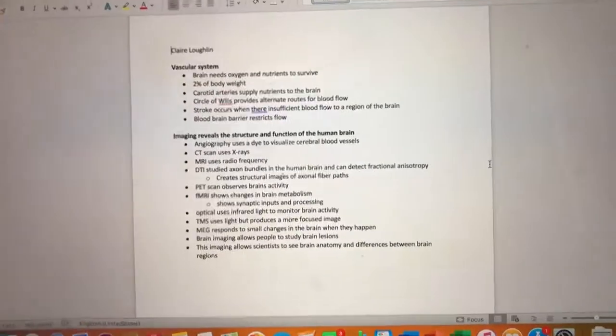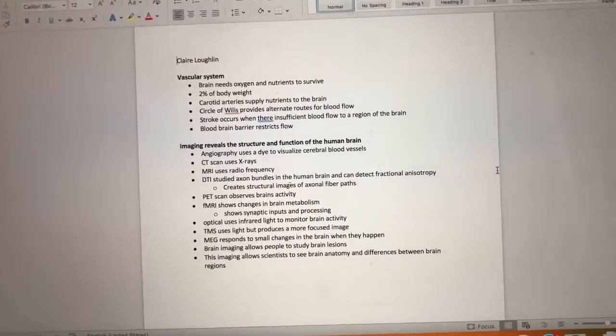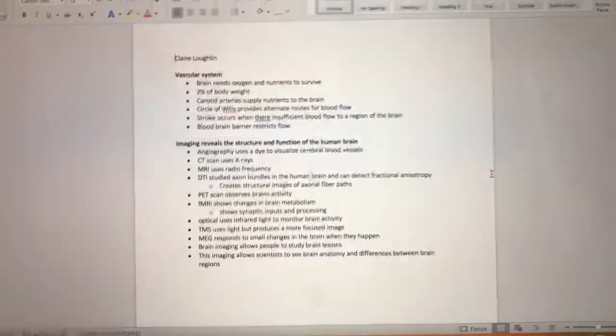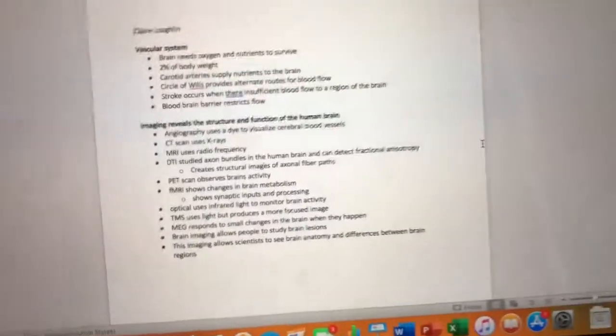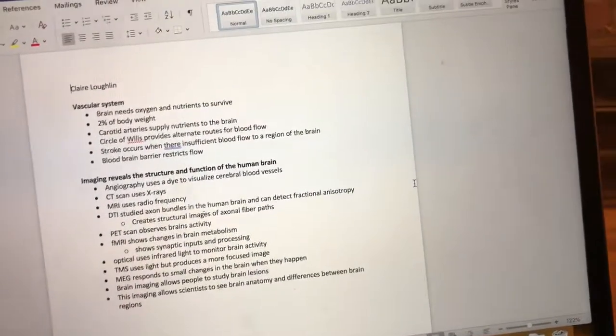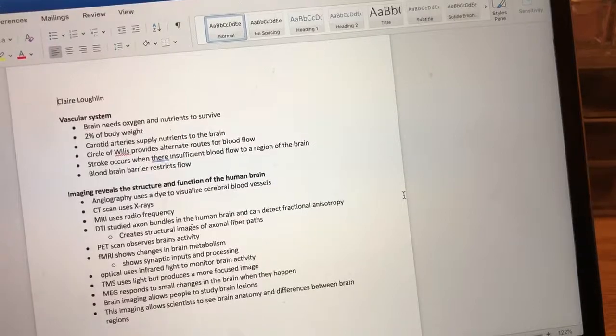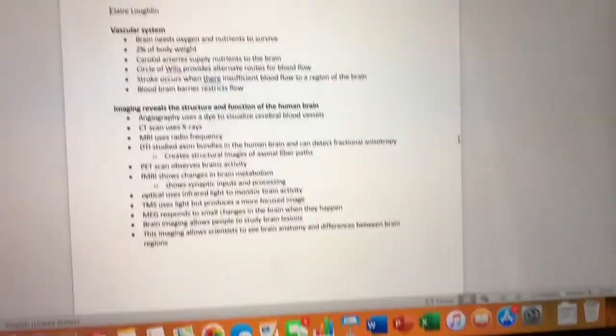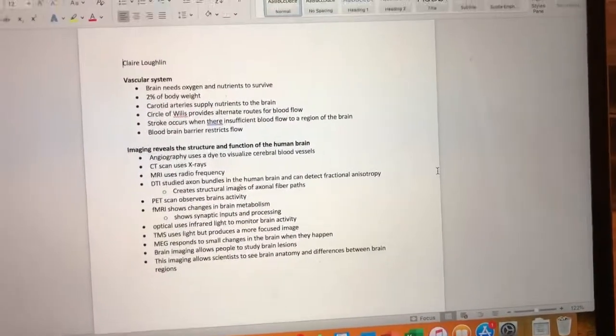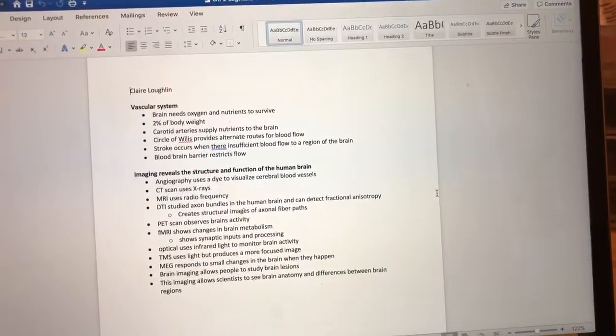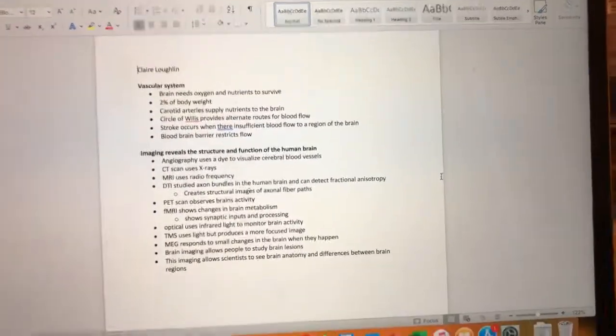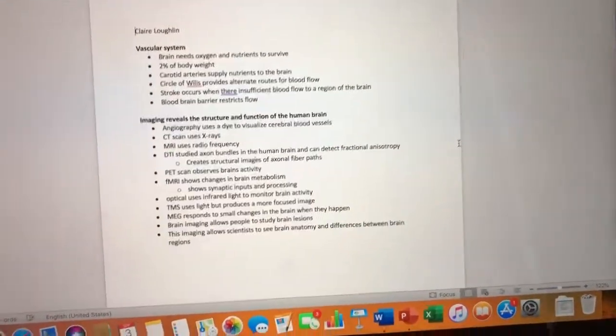Okay, so for brain imaging, techniques have advanced to see more advanced and detailed images of the brain, and they can see them of healthy human brains to see the brain structure and activity. And they use CT scans, MRIs, DTIs, PET scans, and many other types of imaging to see the brain.